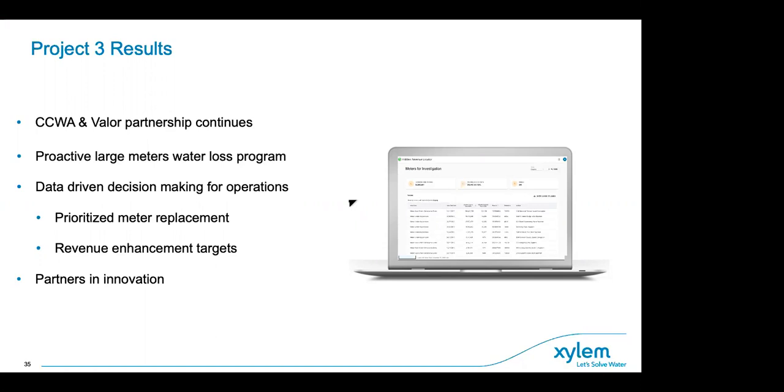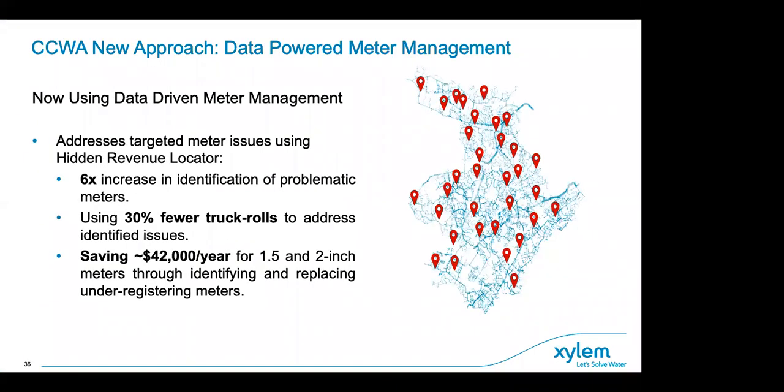They've been working with this technology for a while now, so they give great feedback, get great guidance on how this technology works best. So for them, now they truly have data-powered meter management, right? They're addressing targeted meter issues using Hidden Revenue Locator. As we saw, there's a 6x increase in identification of problematic meters. They're doing a lot fewer truck rolls because now they're going out to only meters that have a high likelihood of having an issue rather than just a randomized approach. So they're saving $42,000 a year just on the 1.5 and 2 inch meters. So that's significant, particularly when you start multiplying that over multiple years.